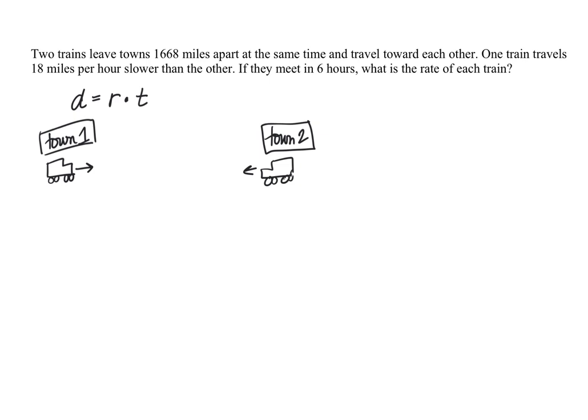And it tells us that the two trains are leaving towns that are 1,668 miles apart. So that's going to be the total distance from town 1 all the way over here to town 2 that's given to us. And important as you read the problem to realize that the first train is not going to be traveling all the way from town 1 to town 2. It's not going to travel an entire distance of 1,668 because it's very specific in saying that the trains are going to meet, and they're going to meet in 6 hours.